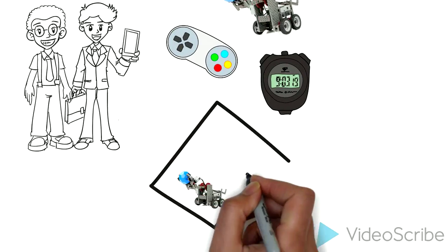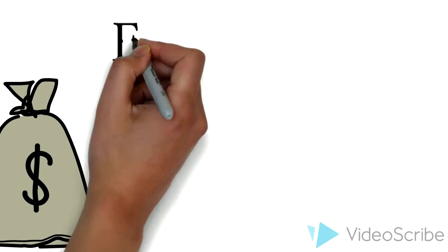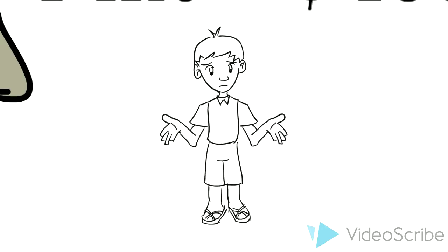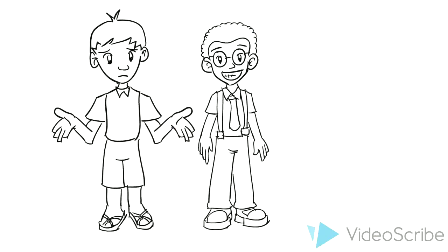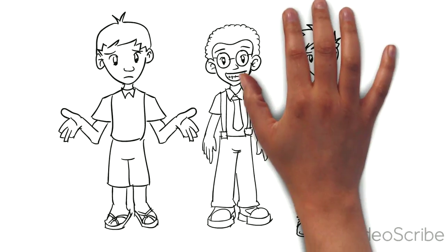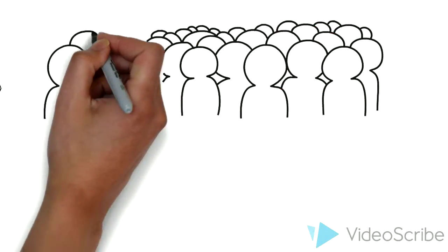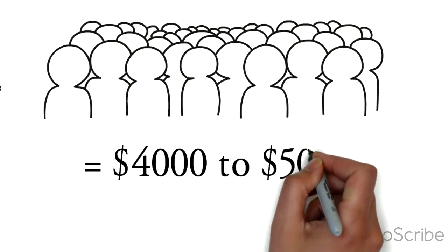Some of the cons. The actual sets are expensive. One robotics kit is approximately $400, tax included. The drawback is these kits are best served for students to work in groups of 3. In this way, students are able to collaborate together with enough ideas to solve challenges, but at the same time have a small enough group so each person has a task to carry out. Therefore, there's a total cost of approximately $4,000 to $5,000 to have enough kits for a class of 30 students.